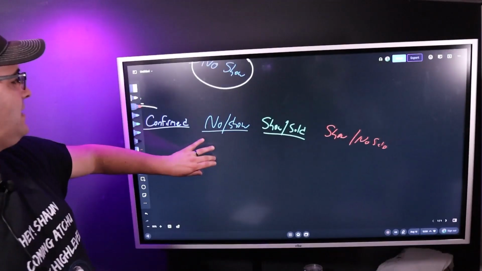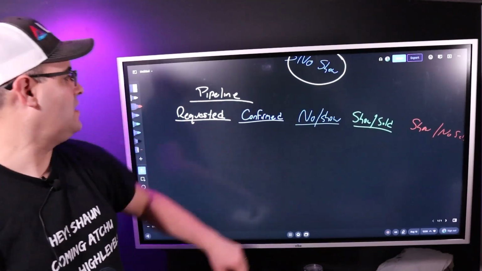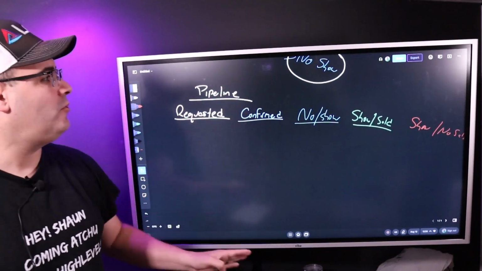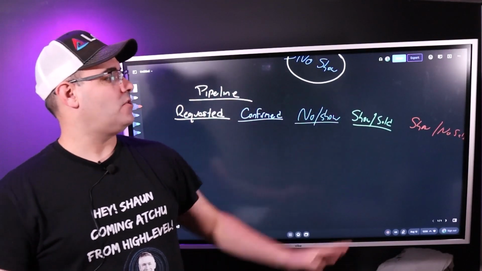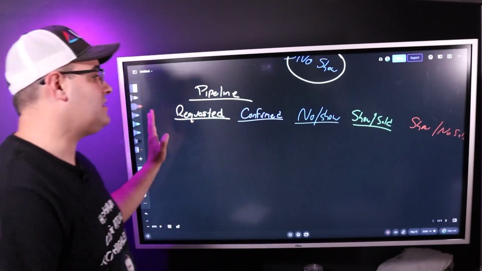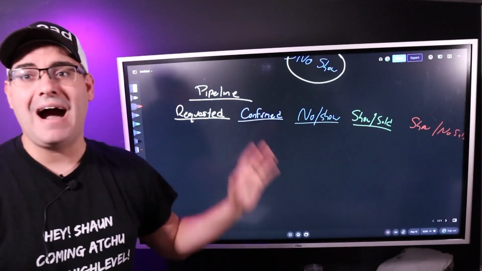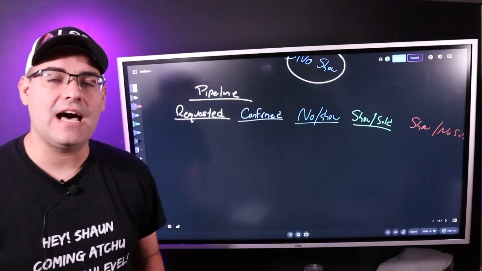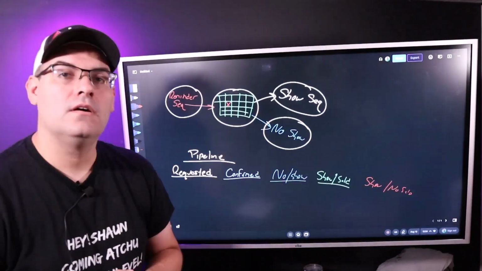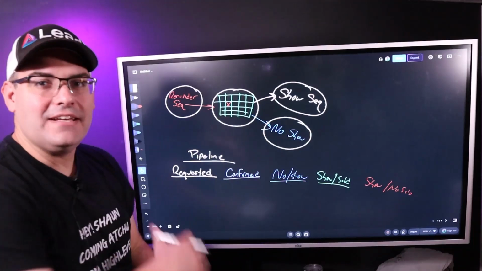So you're basically going to have on your pipeline here requested appointments, confirmed appointments, no show, show but you sold them, show but you didn't sell them. So this accounts for all of the possibilities that somebody can have inside of this particular appointment setup. All right, so once again, this is how it all is drawn out.